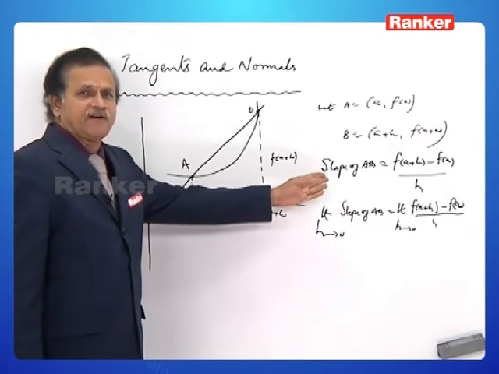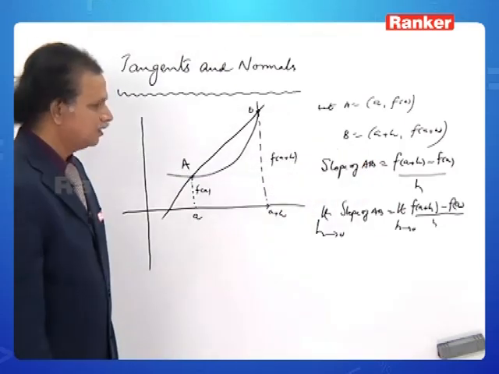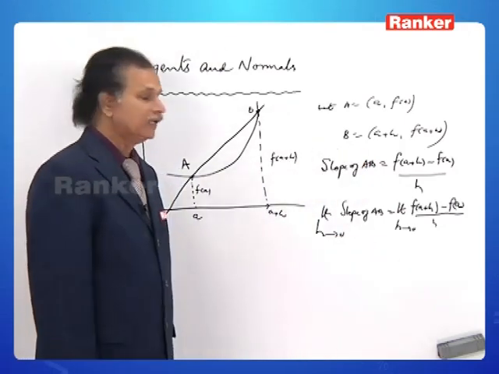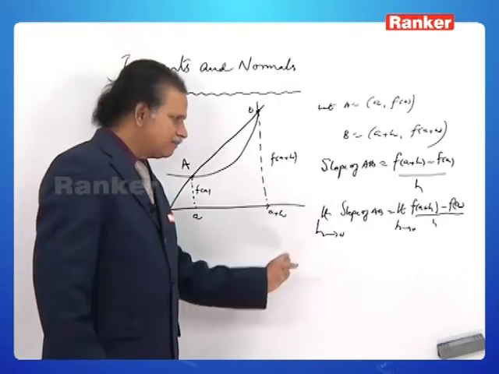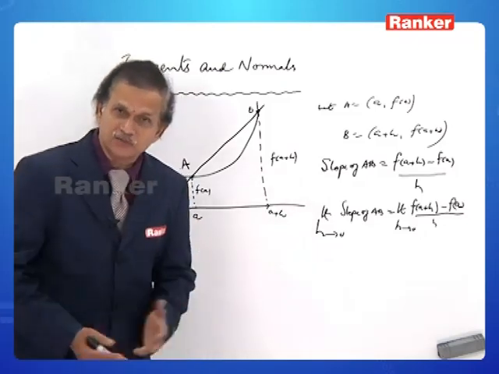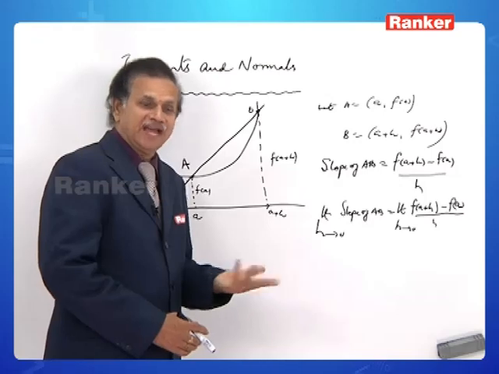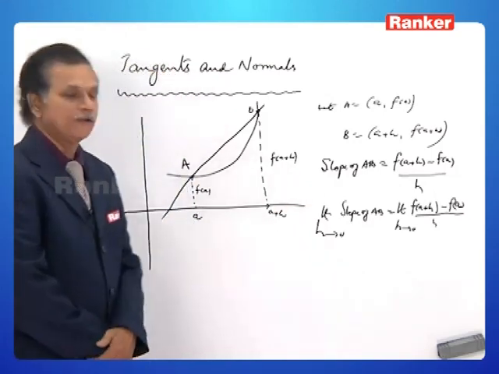No proof is required for this. Slope of AB is f of A plus H minus f of A by H. Everybody can say okay, we have just taken limits on both the sides as H tends to 0. Now you try to understand what happens to the fate of AB as H tends to 0.